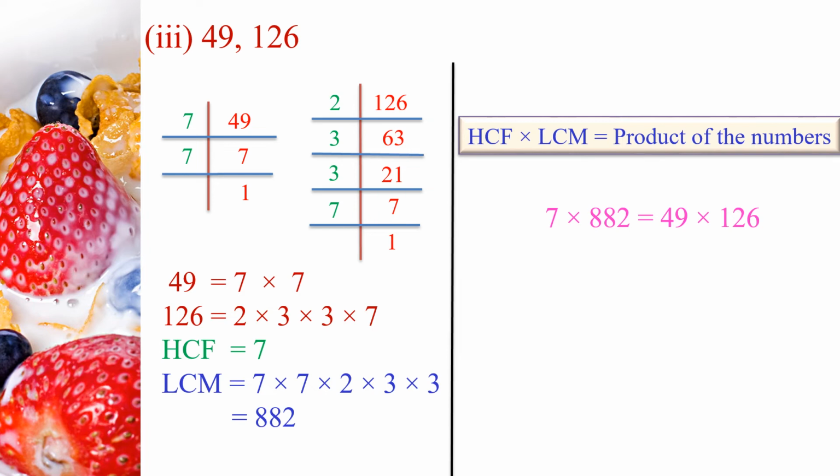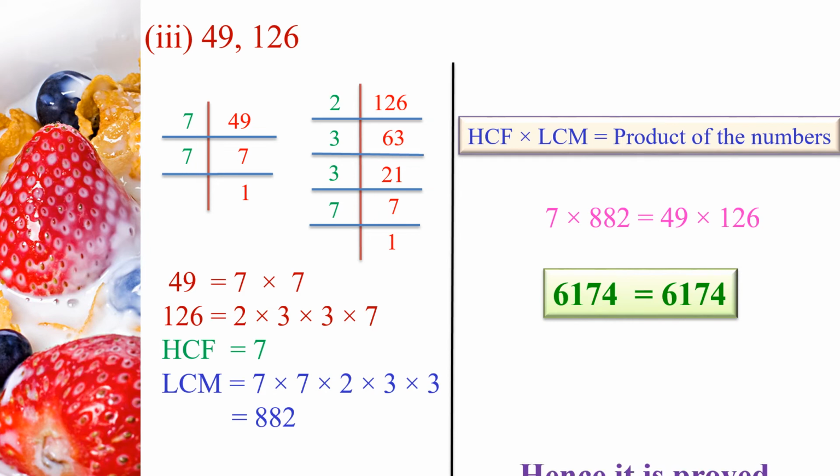Now the product of the numbers means given numbers, isn't it? So 49 multiplied with 126. When you multiply the right hand side and the left hand side, we got 6174. So both sides are equal, hence it is proved.